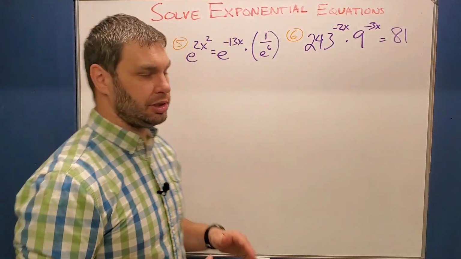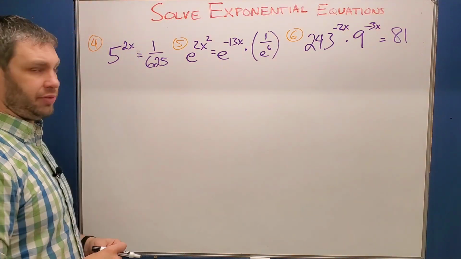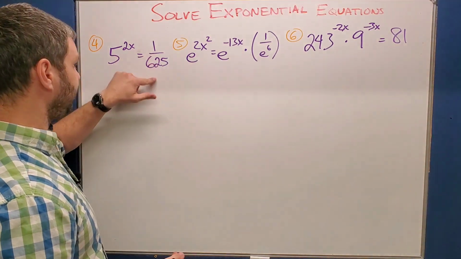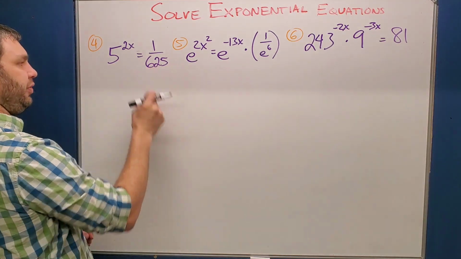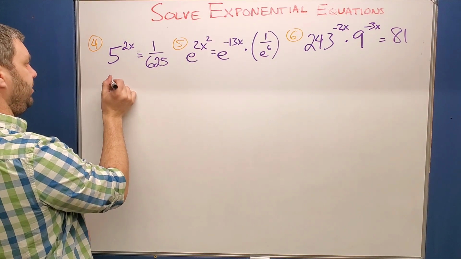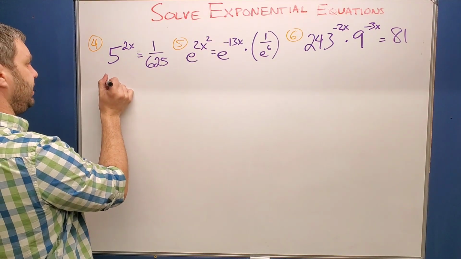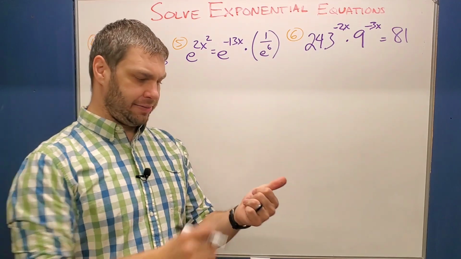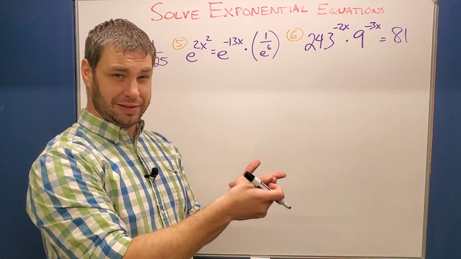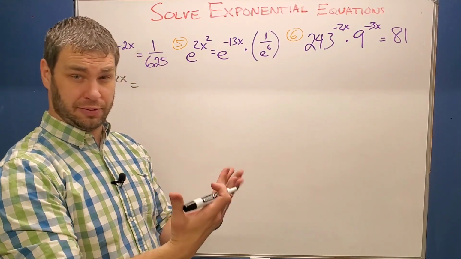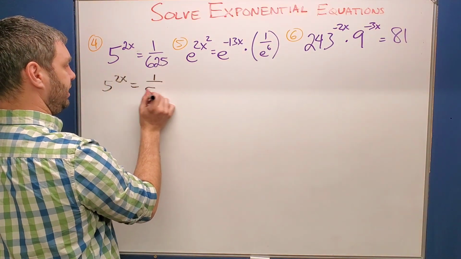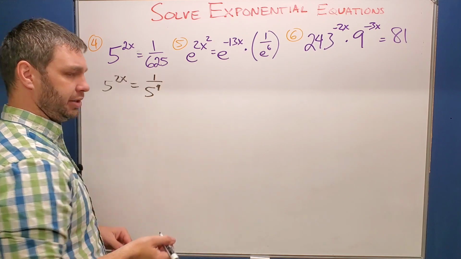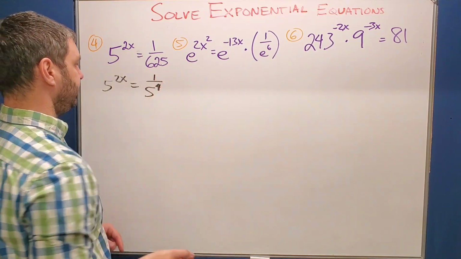The last 3 that we're going to do are going to be a little bit more challenging. Starting with this first one, it's more challenging because it has this part that says 1 over 625. I think we can probably make that as 5 raised to some power. So I'm going to keep this left side the same as 5 raised to the 2x. And over here, if you think about 625, you've got 5, 25, 125, and then 625. That's going to be 5 to the 4th, but it's on the bottom. So if I just put this down here, 5 to the 4th on the bottom.